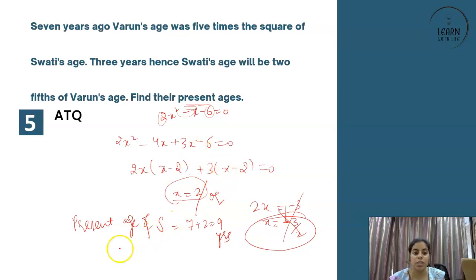And if you see Varun's age, please calculate Varun's age on your own now. Remember, 5x square was his age 7 years ago. You have to do 5x square plus 7. I have given you the hint as well. Very good. 5x square plus 7 is 27 years. So these are the two answers to this question.